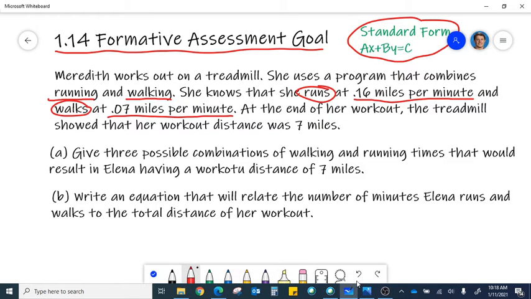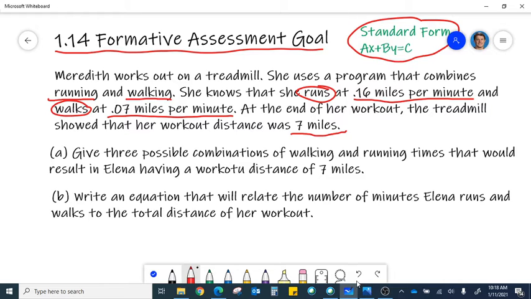All right, so she walks at a pace of 0.07 miles per minute. At the end of her workout, the treadmill showed that her workout distance was 7 miles. Okay.